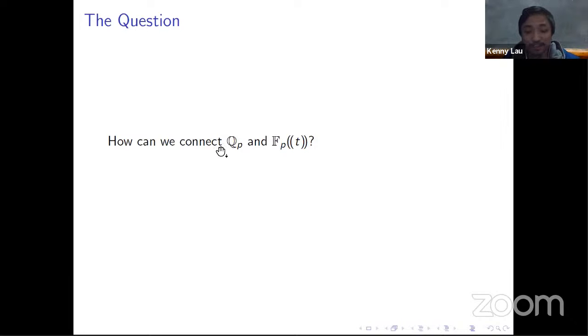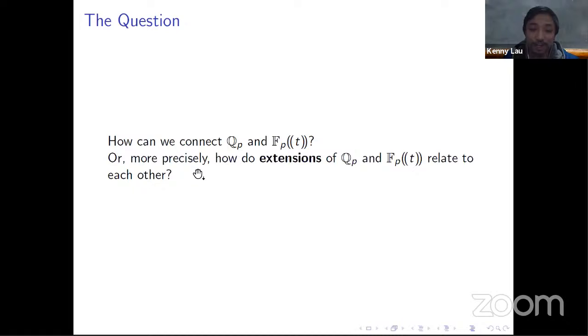So before we answer that, let's formulate the question more precisely. And by precisely, I don't mean formulate in Lean, because this is still an informal question. The next step we ask is, how do extensions of these two local fields relate to each other? Or in other words, what can I say about the category of finite extensions of Q_p and F_p((t)), or even finite Galois extensions, or some category related to that?